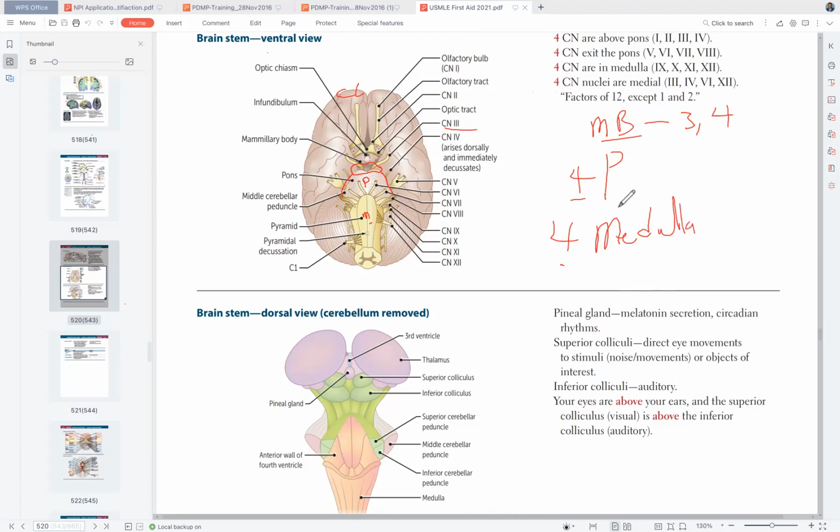It makes sense, right? Pons. So equal 4, 4. Yes. 2, 2, 4, 4.